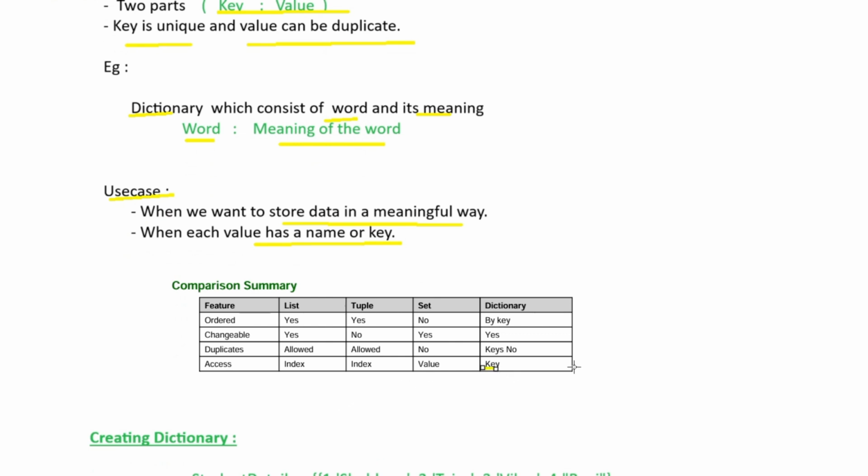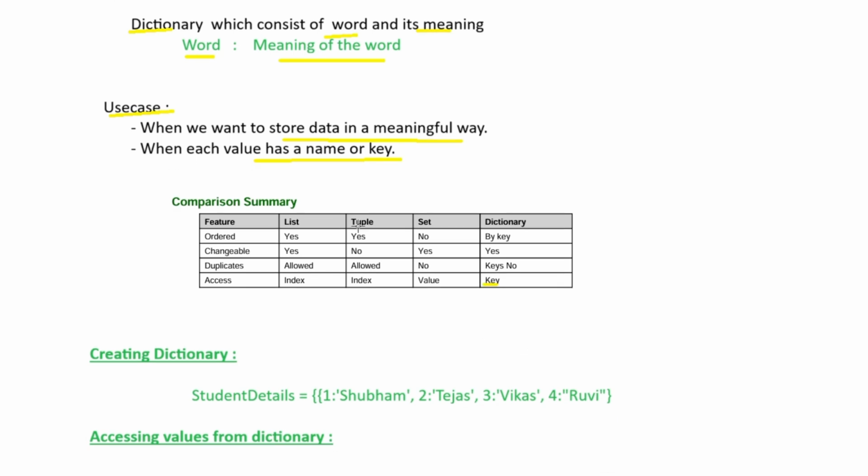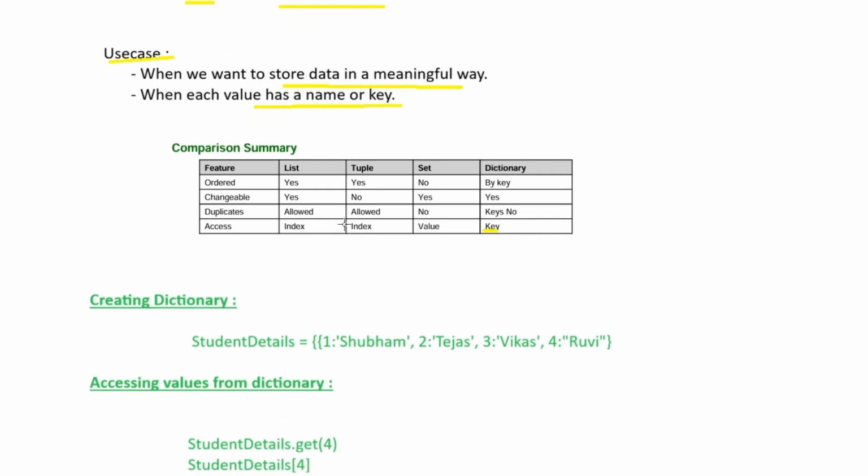Difference between list, tuple, set, and dictionary. Now, let us quickly understand the difference. A list, tuple, and set store values only. A dictionary stores key and value pairs. A list and tuple are ordered. A set is unordered. And a dictionary stores data based on keys. A list is changeable. A tuple is not changeable. A set is changeable but without duplicates. A dictionary is changeable using keys.